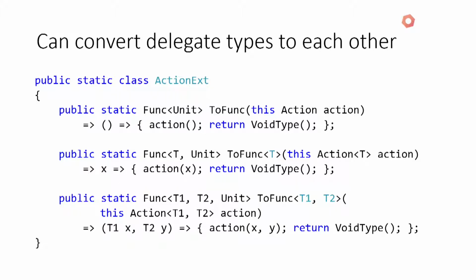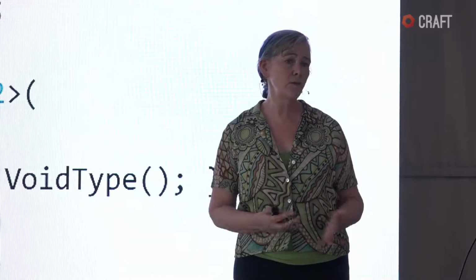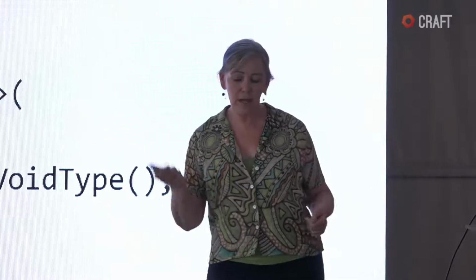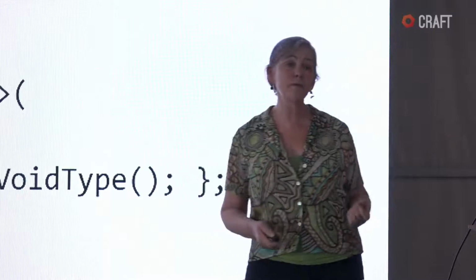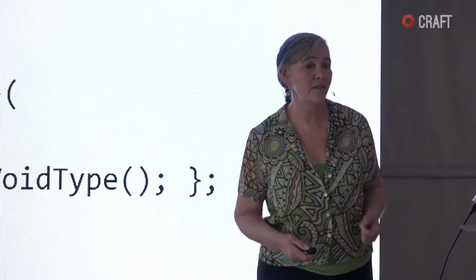You can change delegates from one type to another. One of the reasons I want to show this slide is I want you to understand that there's nothing fixed about the way a delegate behaves. It can change. Here we're changing something from an action to a func, and it requires that we use a type that doesn't exist.